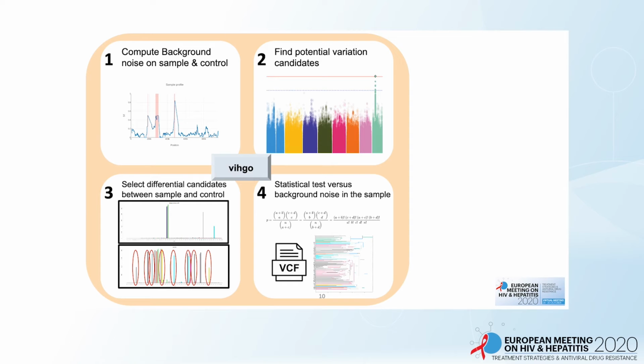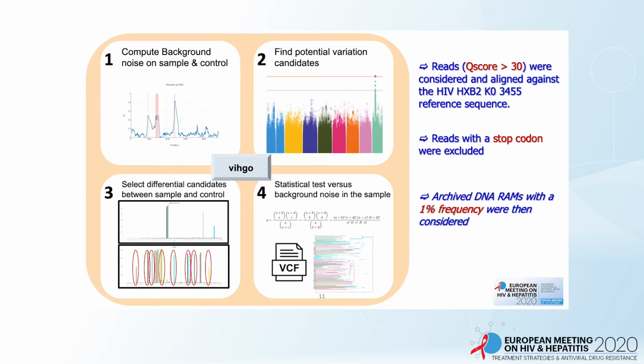Sequencing products are then analyzed using the bioinformatics pipeline VIGU, which allows, for each mutation, calculating the background noise, generating a consensus sequence, and performing clustering to find similarity and identify clusters. Reads with high quality are considered and aligned against a reference sequence. Reads with a stop codon were excluded. Finally, HIV-DNA drug resistance mutations with an ampersand frequency were then considered.